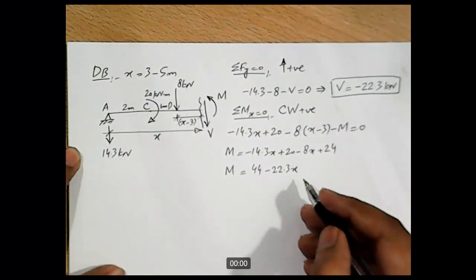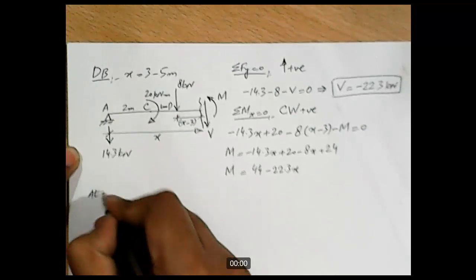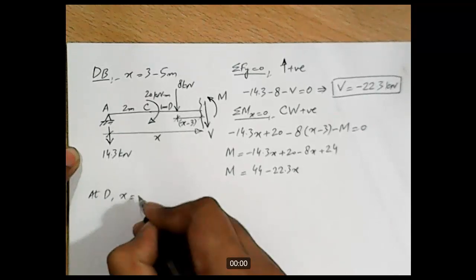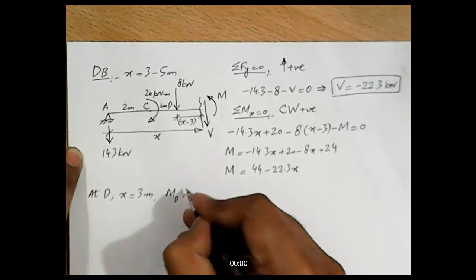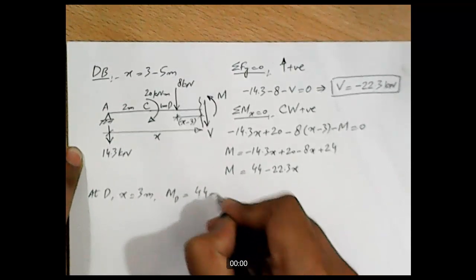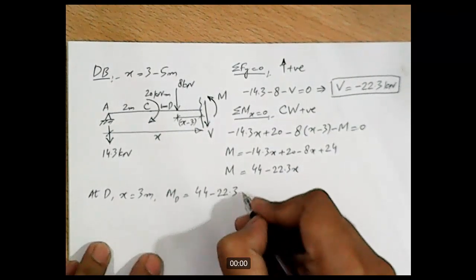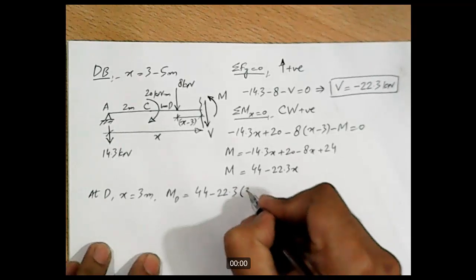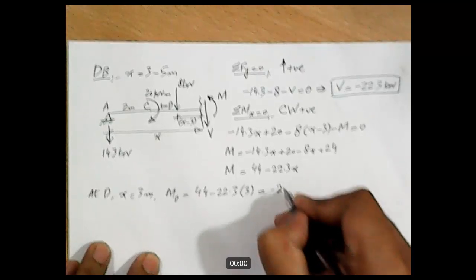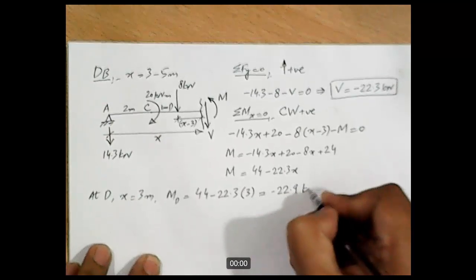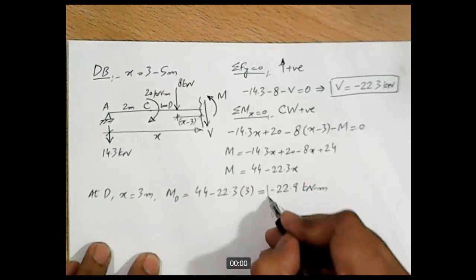Now let's plug in the value of x for point D and point B. At D, x is equal to 3 meters, so M_D is equal to 44 minus 22.3 into 3, and this comes out to be minus 22.9 kilonewton meter. This is the value of moment at point D.